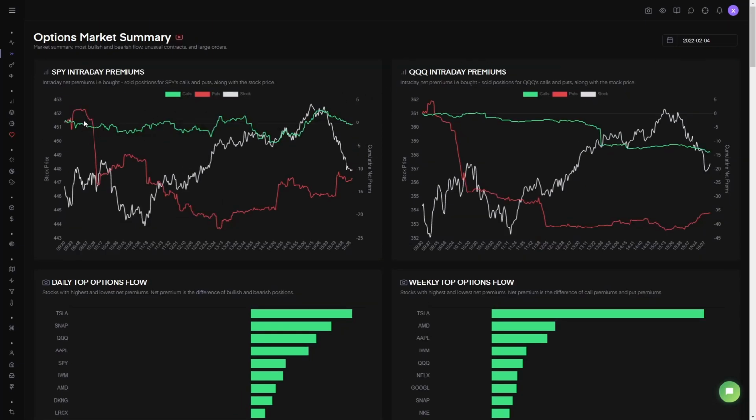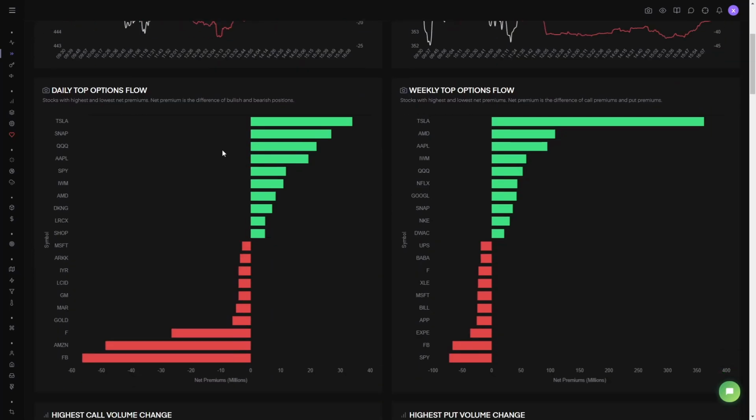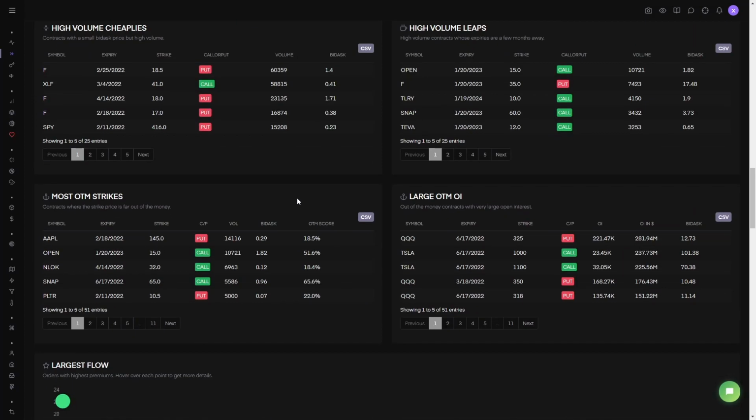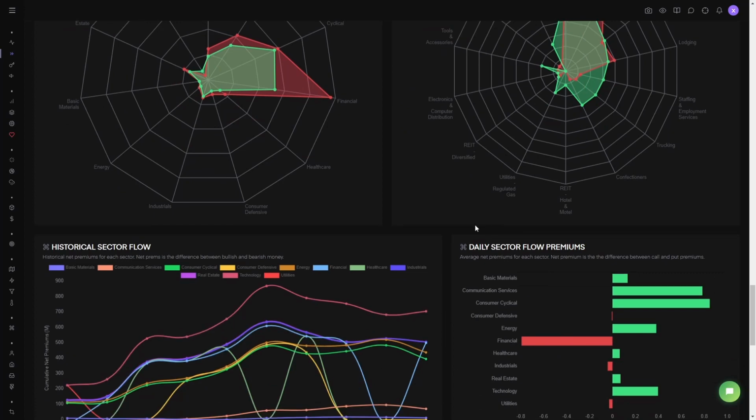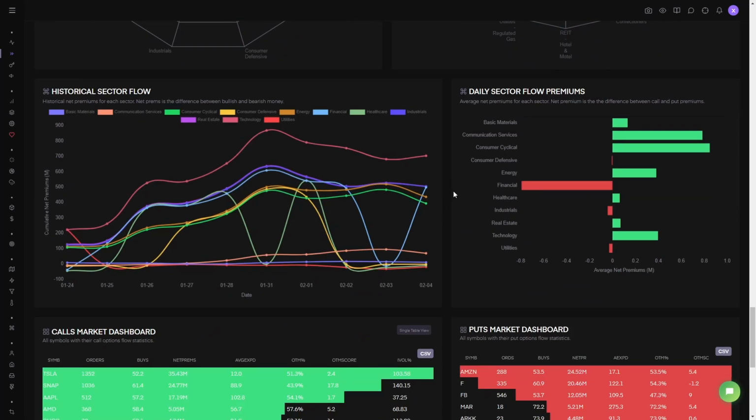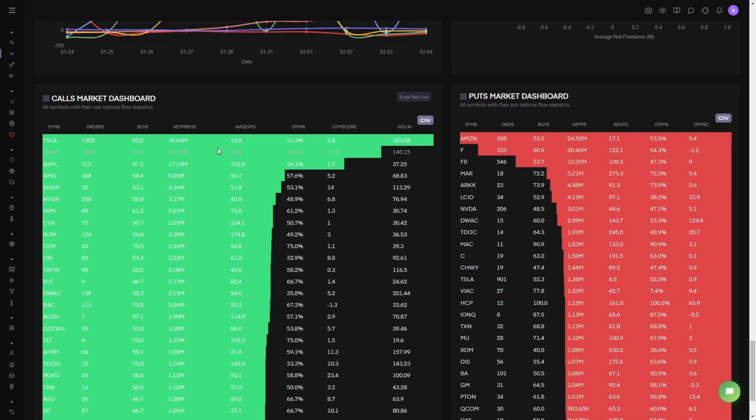Puts got dropped off, and when puts stopped being bought, the stock price moved up. Just really cool information, it helps give you some confirmation. You can see the different sector inflow, sector outflow, the historical sector flow, daily premiums, the call dashboard.